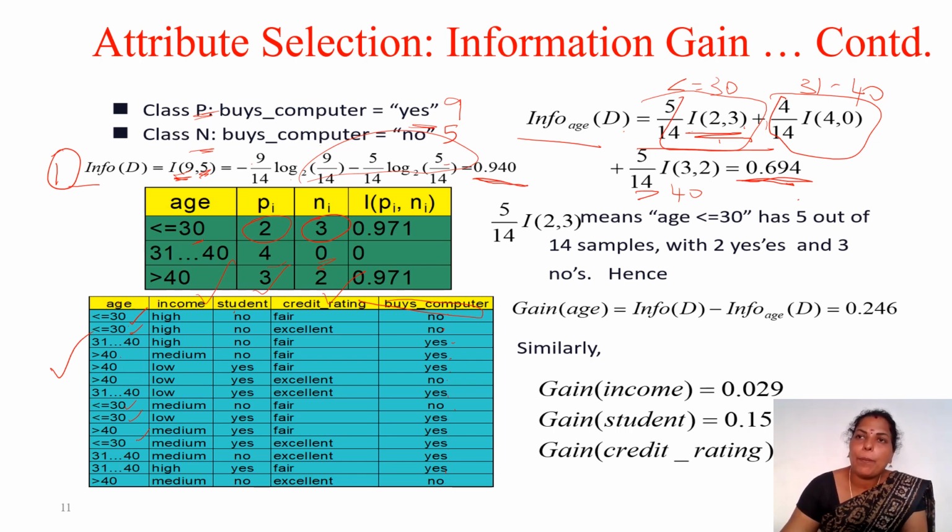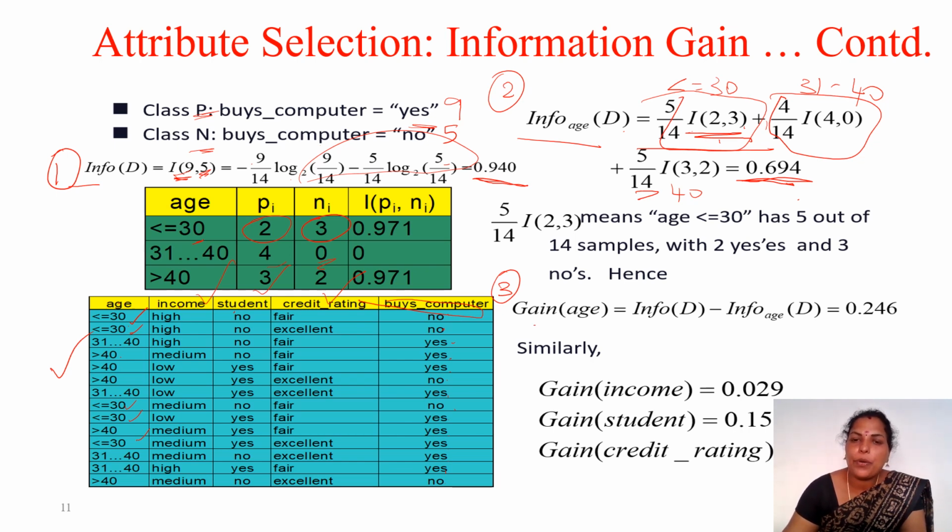Then after computing the information gain for all the attributes, we have to find out the gain. That is the third step. The first step is for the class label, the second step is for each and every attribute, and the third step is the gain calculation, that is, the gain for age.